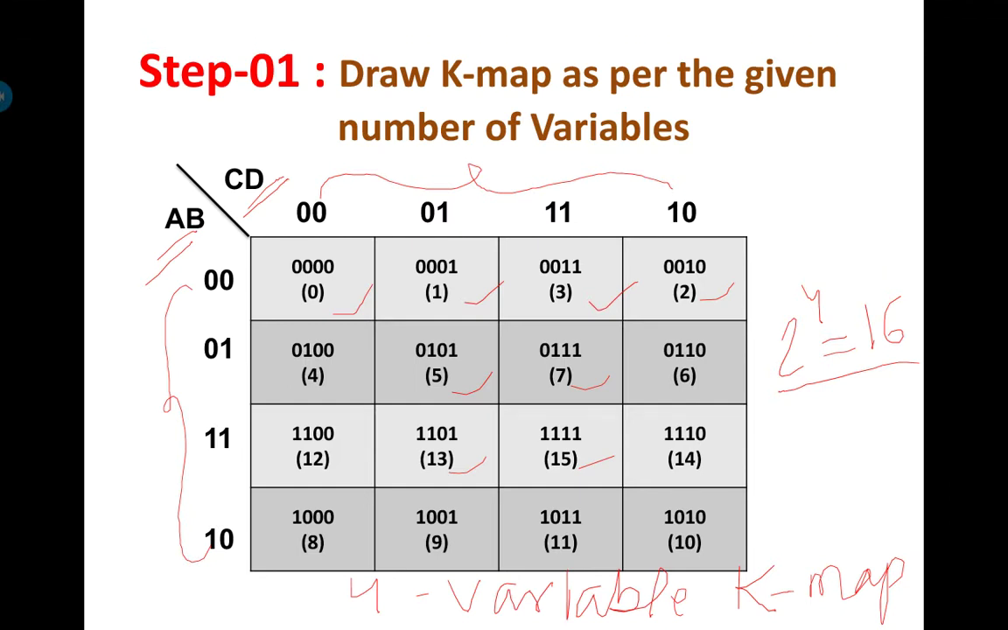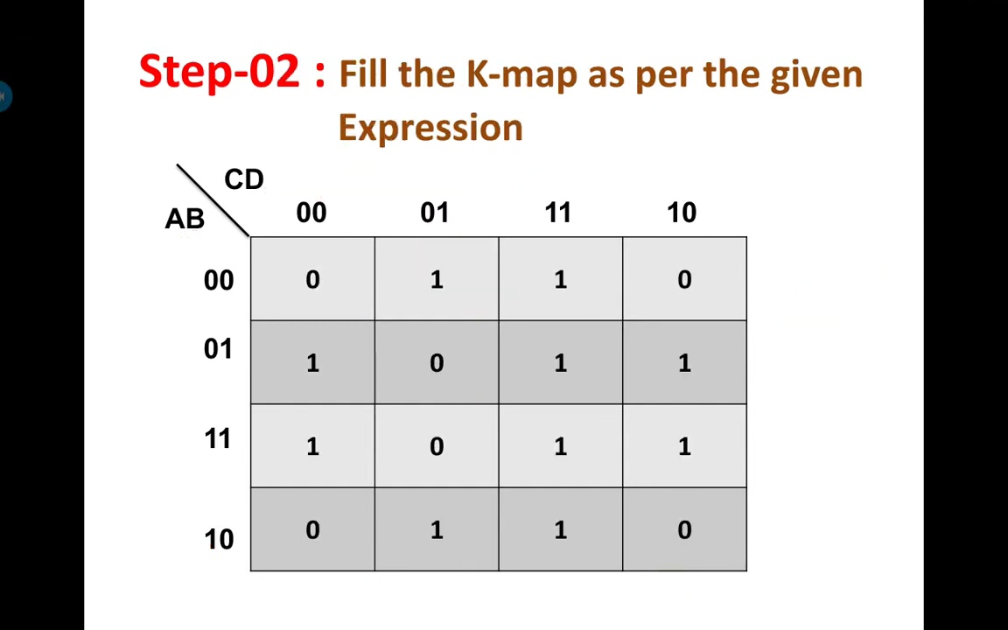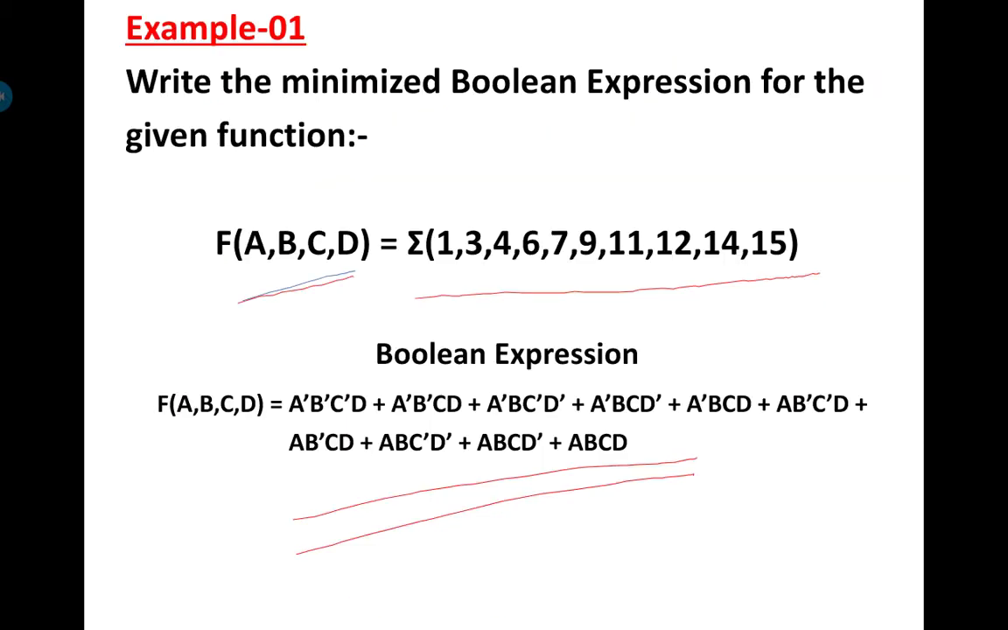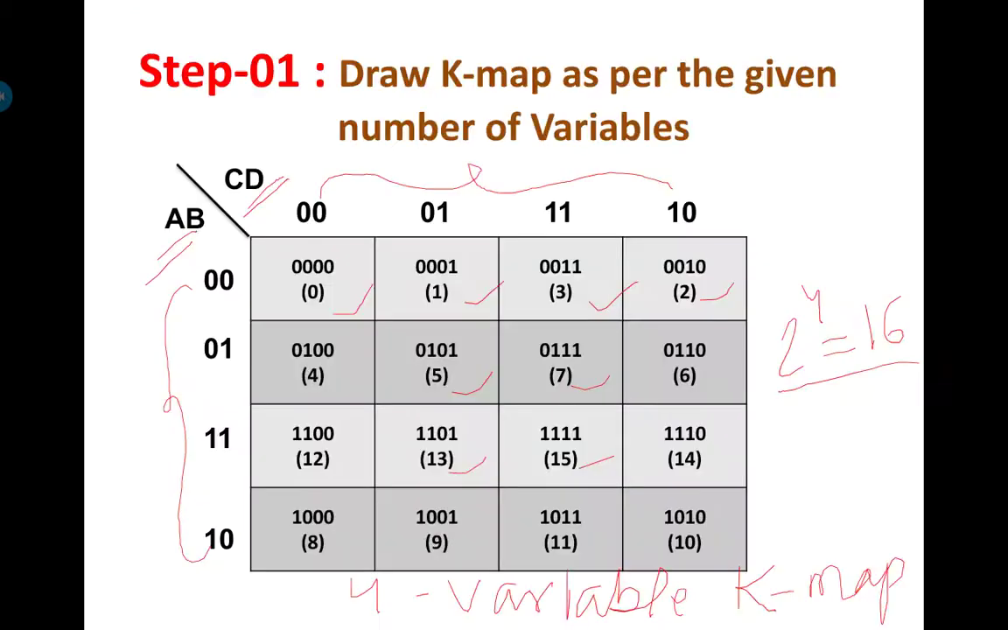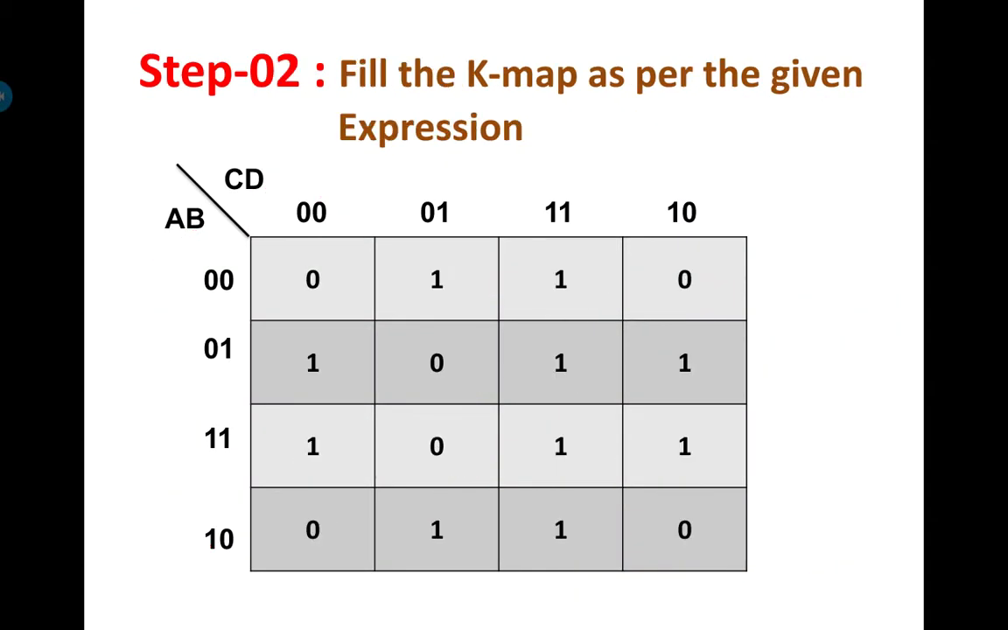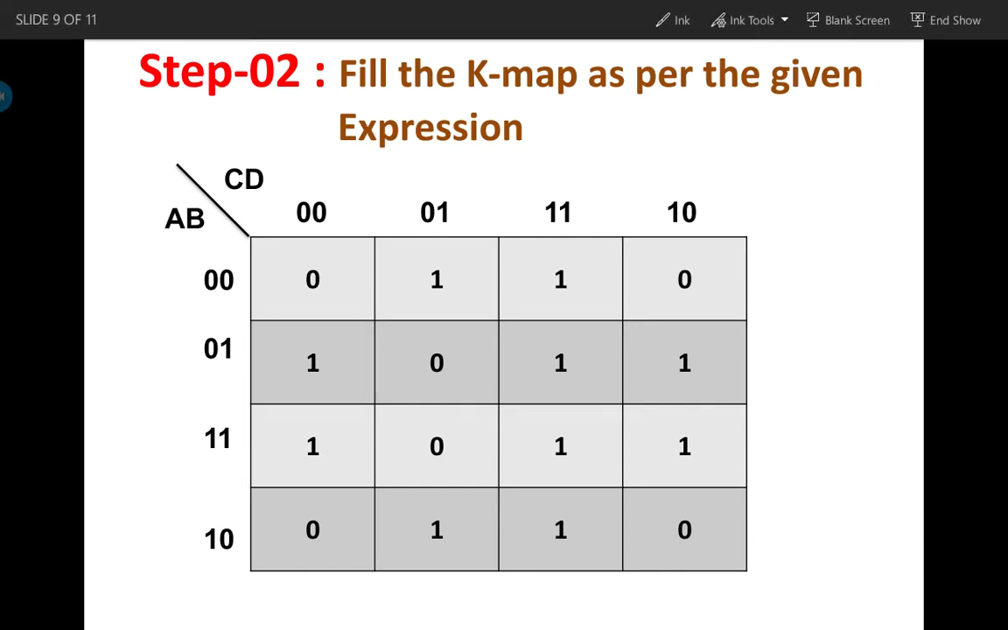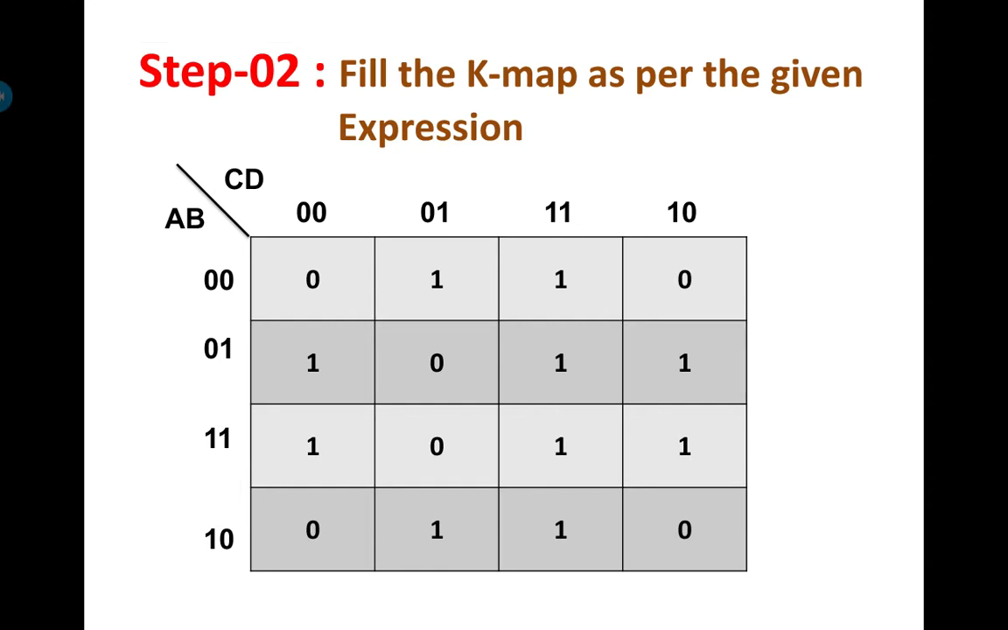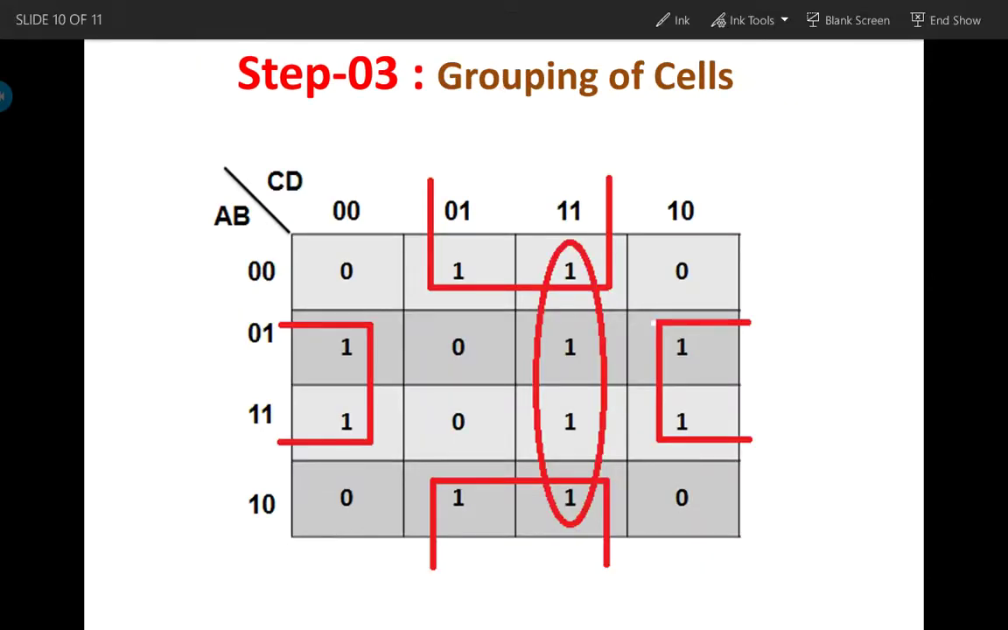These values will help us fill the K-map for the given expression. That is shown in the next step, that is to fill the K-map as per the given expression. We are given the Boolean expression, all the min terms are given, and correspondingly we fill our K-map from the given expression. Once you fill the K-map, the next step is to group the cells. Again, by considering all the rules of grouping, we will proceed to group the possible cells.